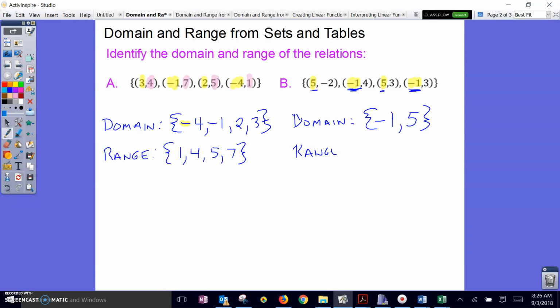And then I'll do the same thing with the range. I'll look at the outputs. -2, 4, 3, and 3. Well, since 3 occurs twice, I'm only going to write it one time. And then I'm going to write these in order from smallest to biggest. The smallest is -2, then 3, then 4. And that's my range. That's how we're going to write the sets of the domain and range from a set of ordered pairs. Next, let's look at tables.